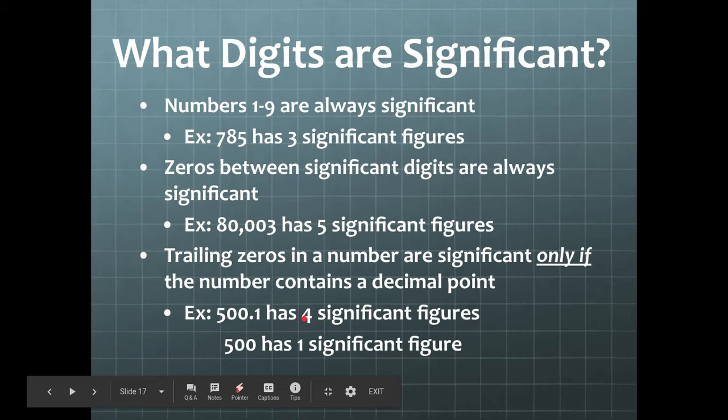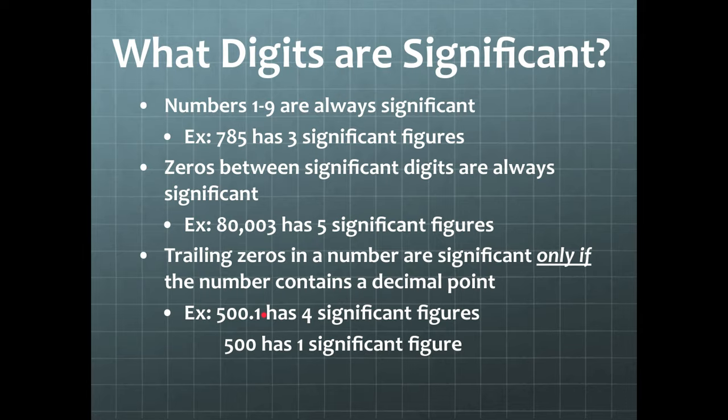500.1 has 4 significant figures, and it doesn't even matter if this one was a 0 and it's 500.0. All 3 of these zeros would be considered trailing and they would be significant. Whereas here, these zeros are also trailing, but the number does not contain a decimal point. Therefore, 500 here has 1 significant figure, whereas 500 decimal point, let's ignore this one for a second. If it was just 500 with a decimal point, that would be 3 significant figures because these 2 trailing zeros would count. And if I change this 0.1 to a 0, that would also be significant.